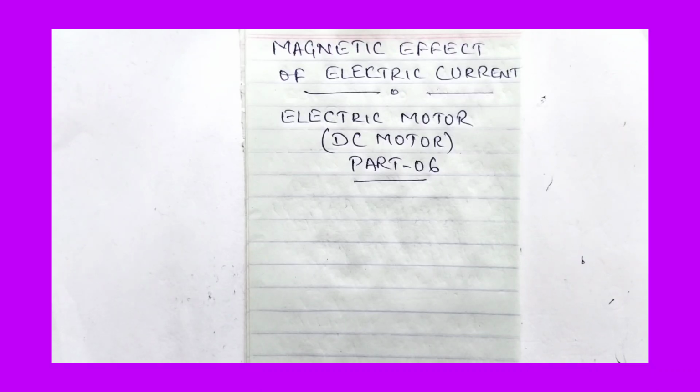In this video we are going to continue the chapter magnetic effect of electric current. In the previous video we studied about the force acting on a conductor when it is placed in a magnetic field. That is the principle of what we are studying today, that is the electric motor. Today in this class we are going to study the main topic of this chapter, that is the electric motor, that is, the DC motor.